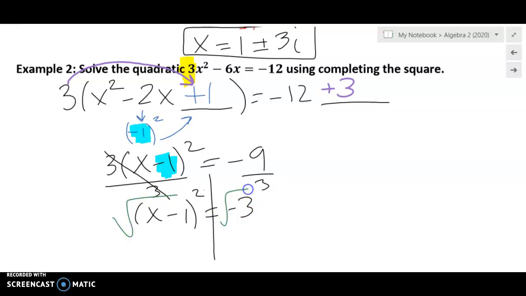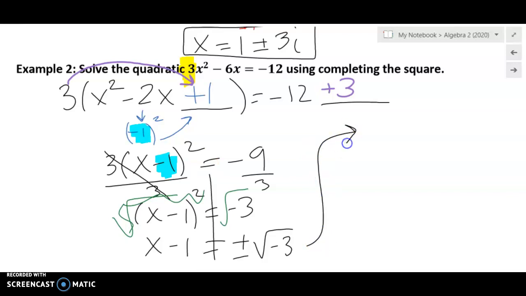And I'm going to take the square root of both sides. So that'll leave me with x minus 1 equals plus or minus the square root of -3. Remember, the reason I put the plus or minus is because I inserted a square root. I put it in the problem, so I need the plus or minus. I'm going to move this up here.